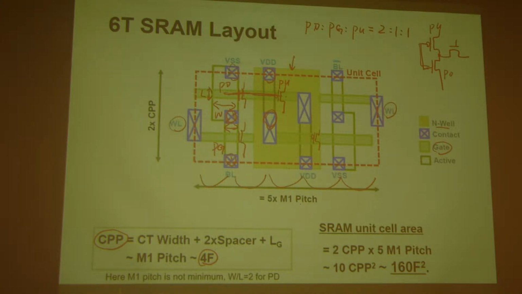Of course, this is for this ratio, like 2:1:1. If you size up the transistor, then you will get maybe 200 or even 300 F square. That's typically true for your L1 cache. You need to size up. So any questions here?